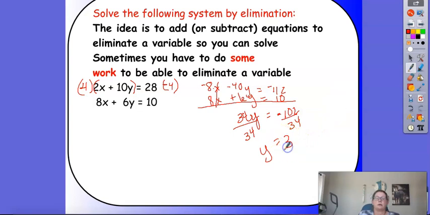It's a 3. Now, if I want to know what x is, I have to substitute that back in over here somewhere. Let's do it in the second equation.